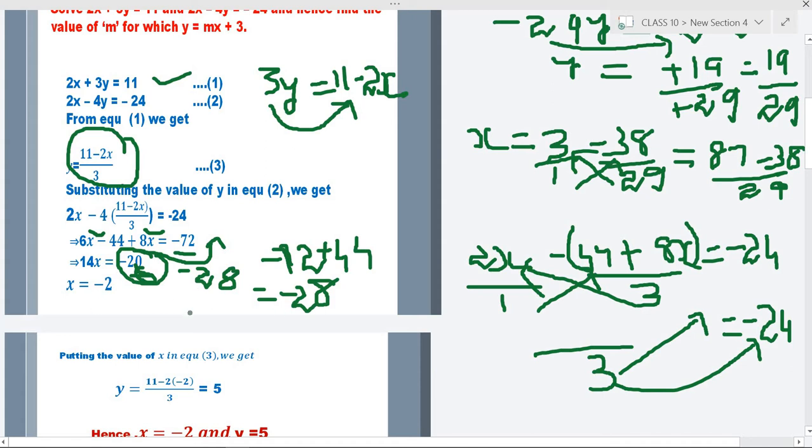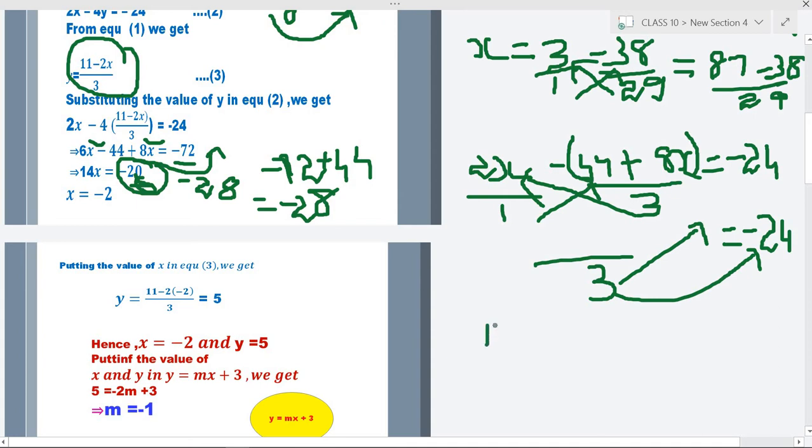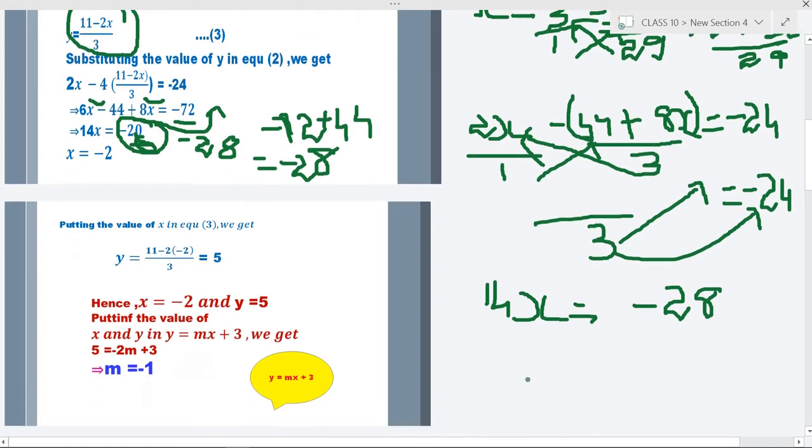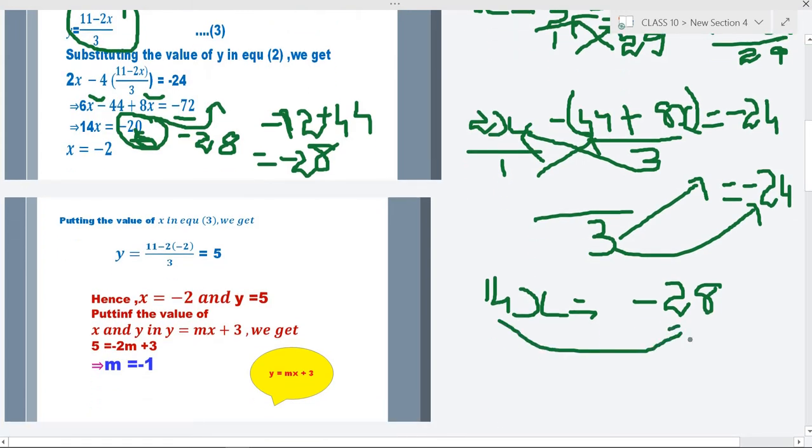Okay, when you divide this minus 28 by 14, right? How does it go? Let me do it over here. 14x is equal to minus 28. Now, transpose this 14 to RHS. You get x is equal to minus 28 upon 14, that is equal to minus 2.